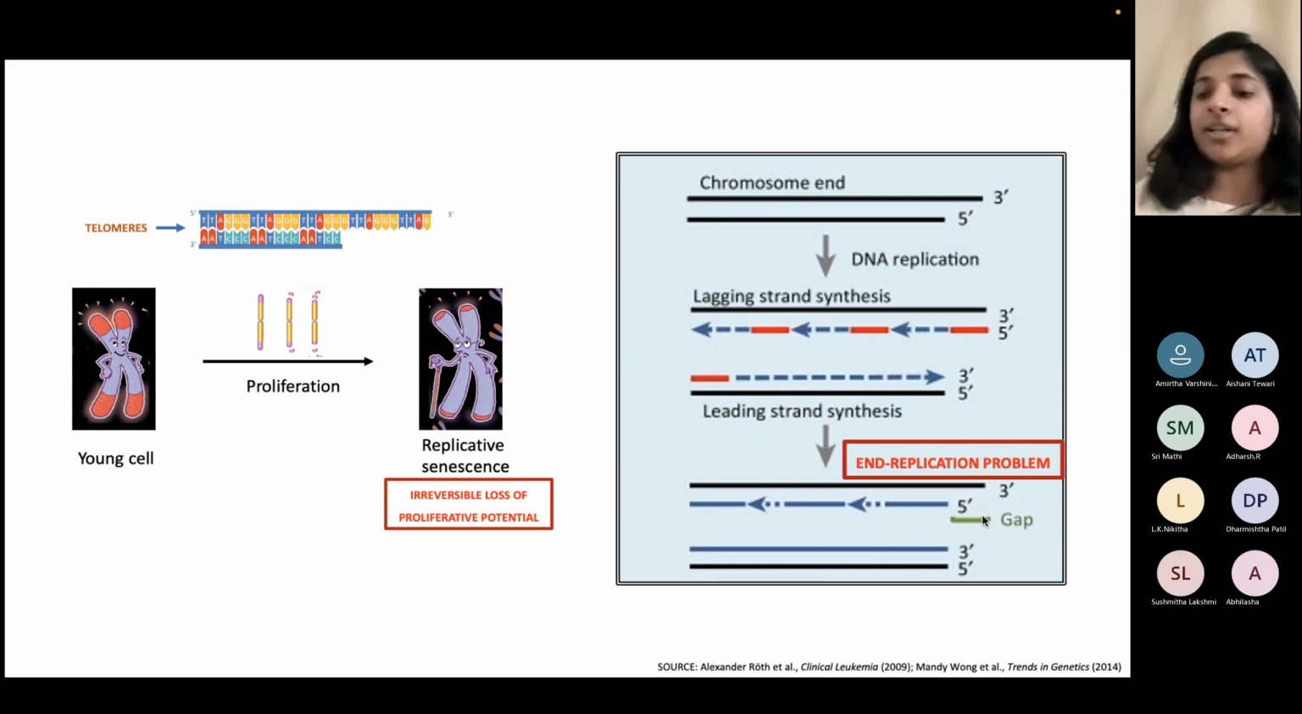Here, like I mentioned, there is a primer present in the lagging strand which is removed, and this gap cannot be filled by the DNA polymerase. This ensures that a fraction of DNA is lost with every cycle of division.